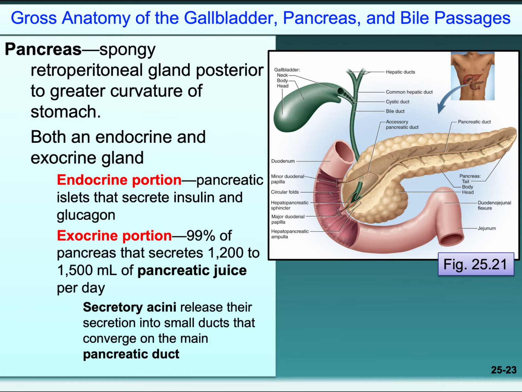How about the exocrine? Most of the pancreas, by far, 99%, makes what's called pancreatic juice. And that's kind of a general term. It's funny, in all the technical things here in human anat and phys, we'll just call it pancreatic juice. So what's happening is that these glandular parts that form the bulk of the pancreas are releasing into ducts that are all converging in, as you would expect, the pancreatic duct here.